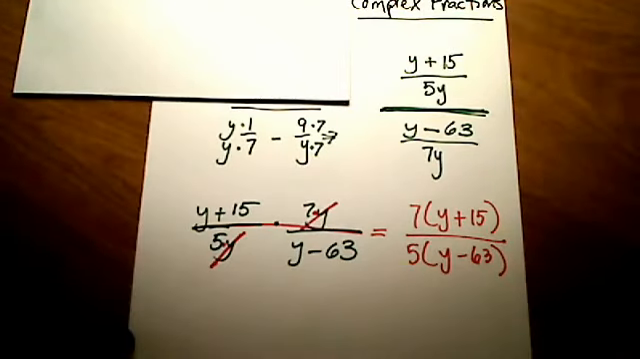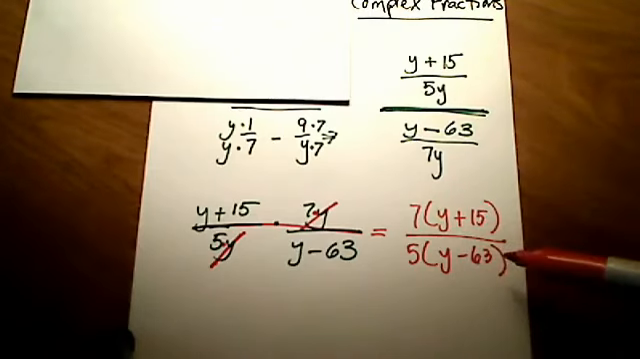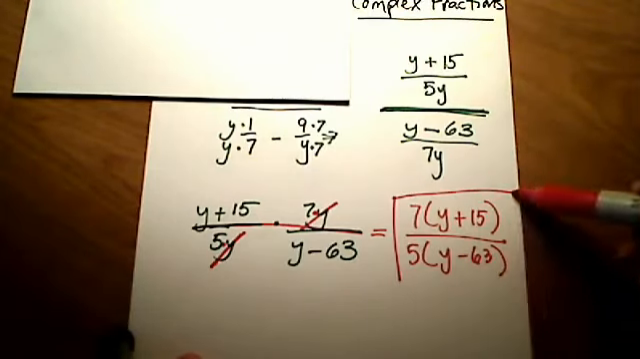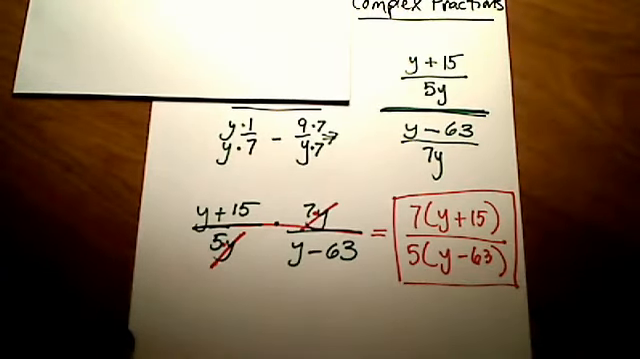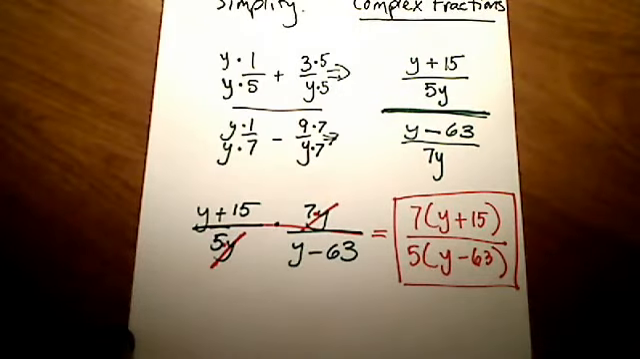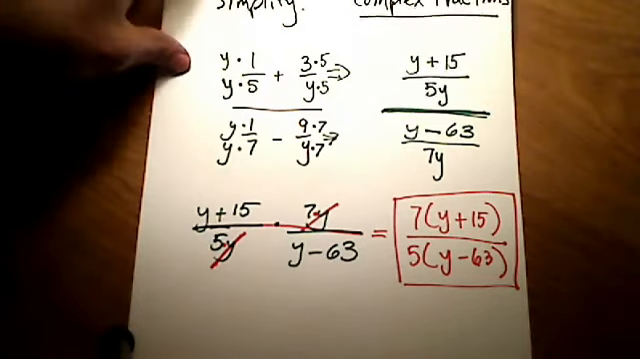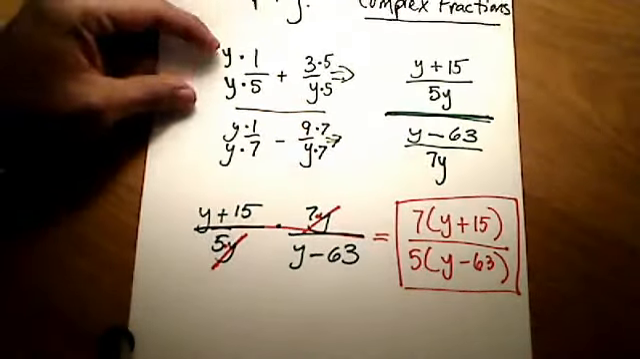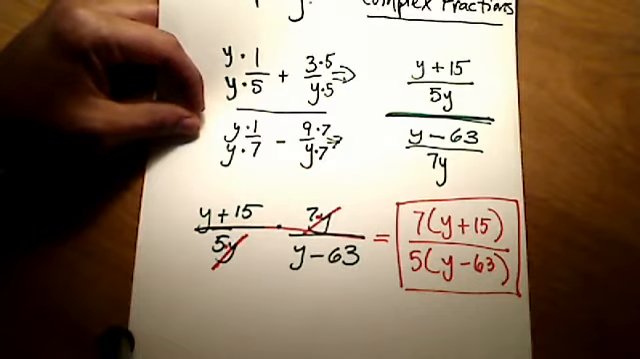Okay, so that's as far as I can go. I can't cross anything out. These two parentheses are not the same, and that is my final answer. Now, if I wanted to, I could solve or simplify this exact same problem using a slightly different method. There's another method that the book points out, and it's called method 2, or find the LCD first and multiply all four terms by that.